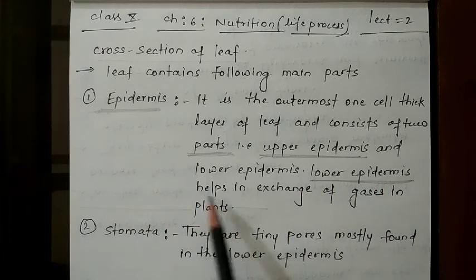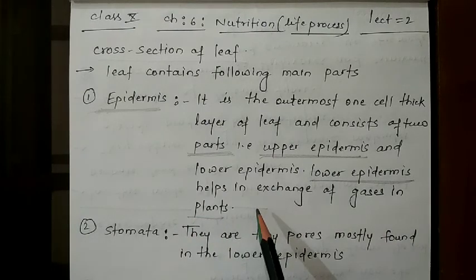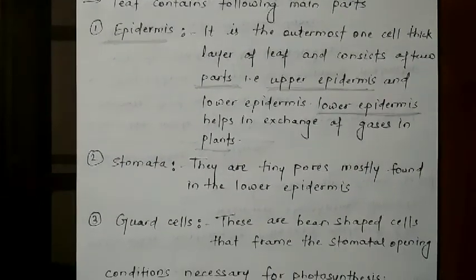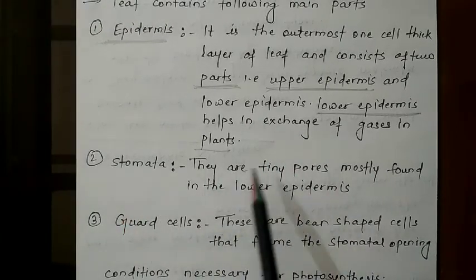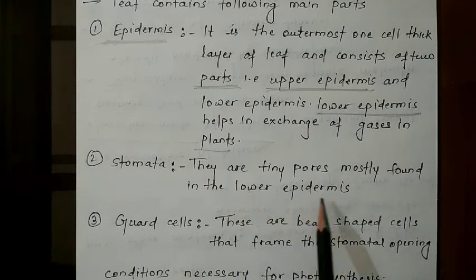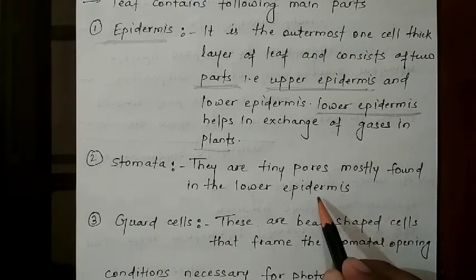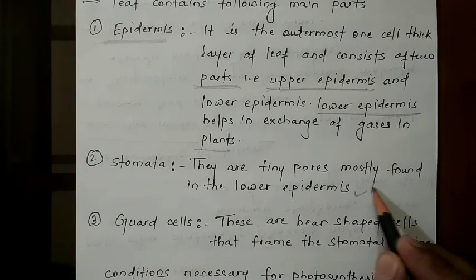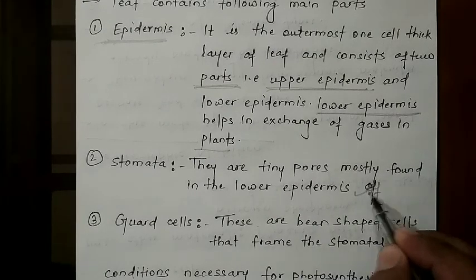So lower epidermis helps in exchange of gases in the plants, and this lower epidermis contains stomata. Okay, then the second part of this is stomata. So stomata are very tiny pores mostly found in the lower epidermis of the leaf. You can say epidermis of leaf.